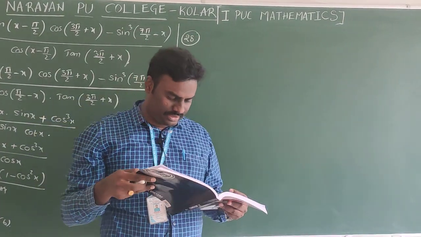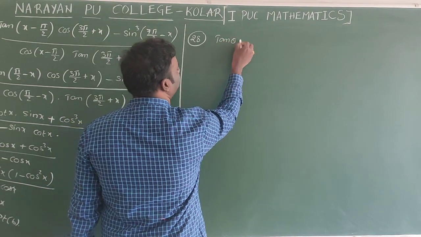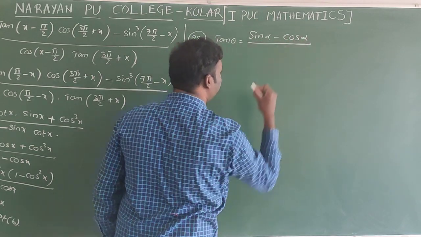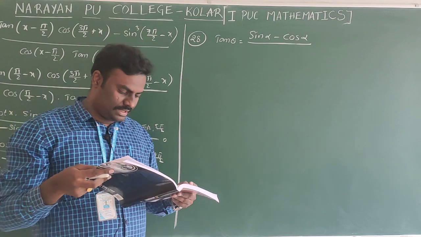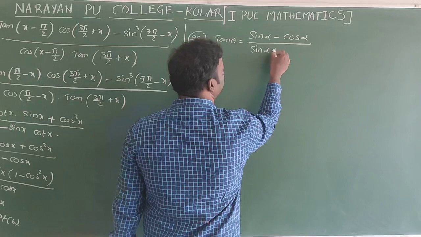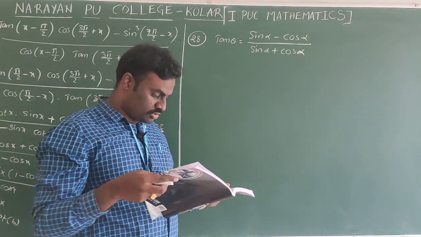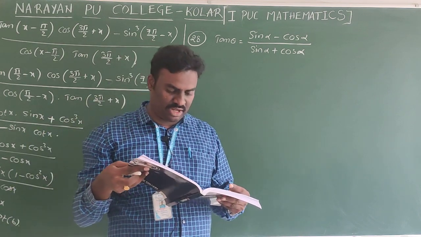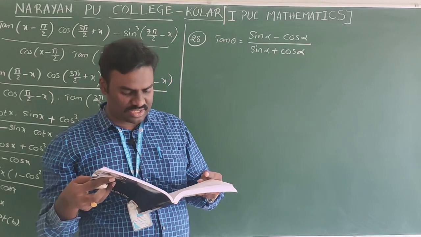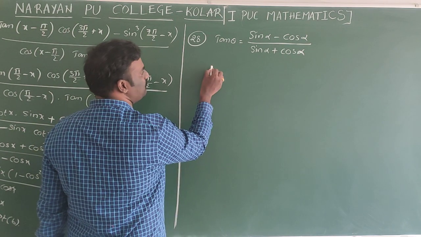In this question, they given tan theta equals to sin alpha minus cos alpha by sin alpha plus cos alpha. So, this is the expression given. So, we need to find the value of sin alpha plus cos alpha and sin alpha minus cos alpha must be real. See here, I am simplifying this.